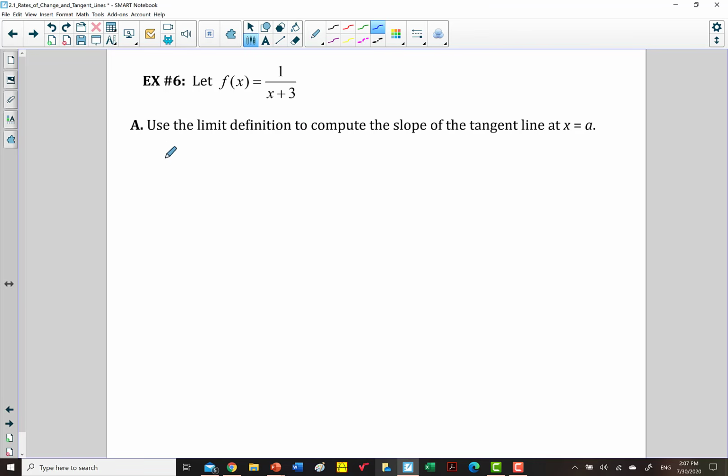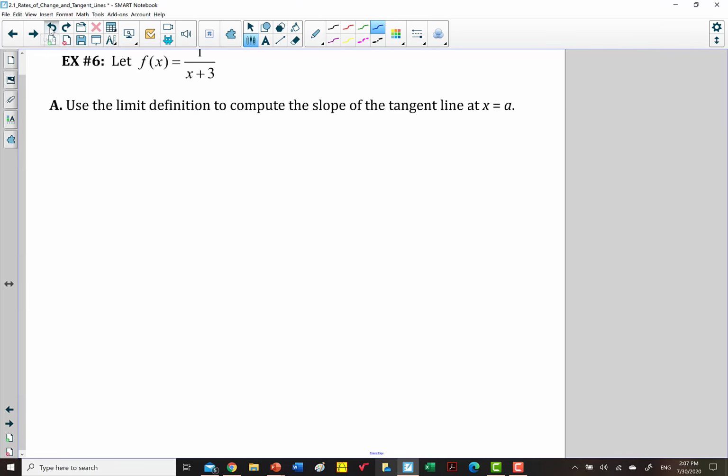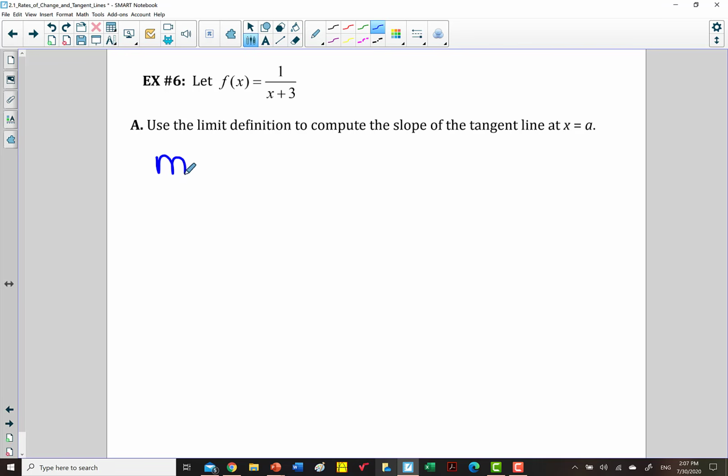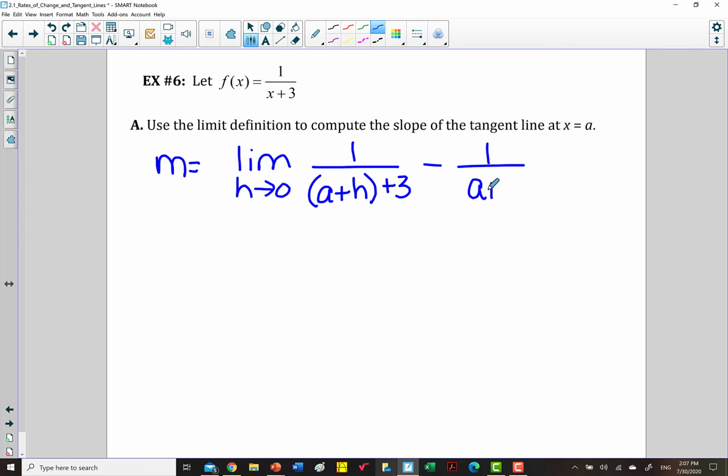So let's explore this graph. F of x equals 1 over x plus 3. We want to use the limit definition and compute the slope of the tangent line at some point A. So again, that formula is the limit as h approaches 0 of 1 over a plus h plus 3 minus 1 over a plus 3, that entire thing divided by h, which is a little cumbersome, so let's clean that up a little bit.